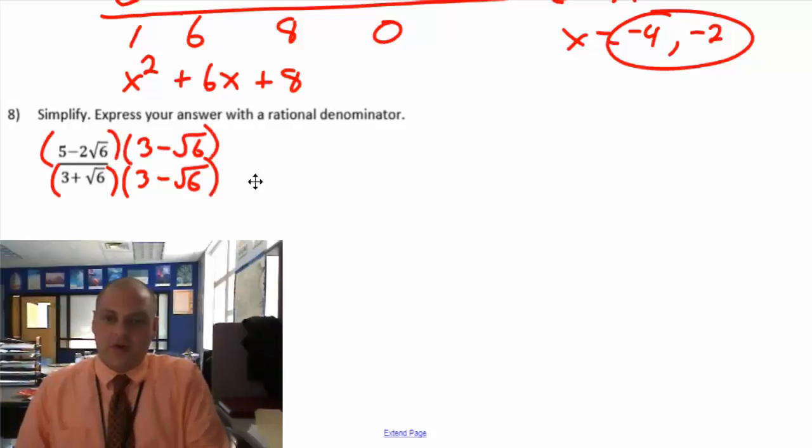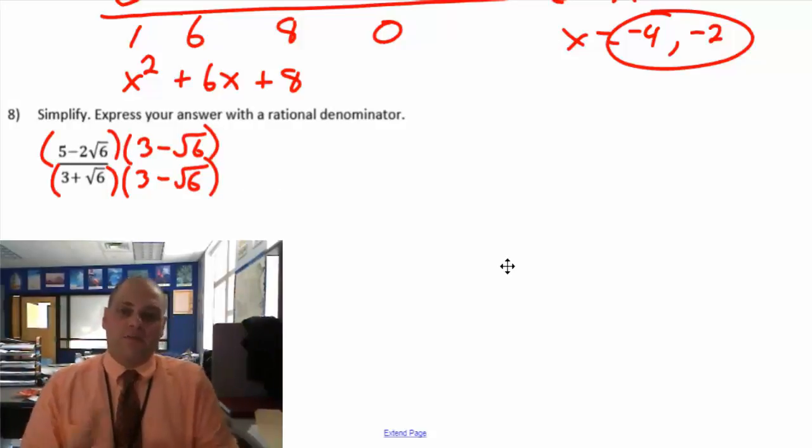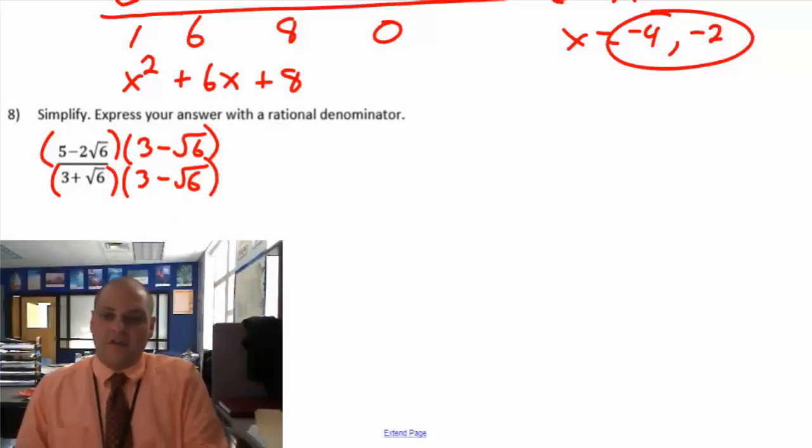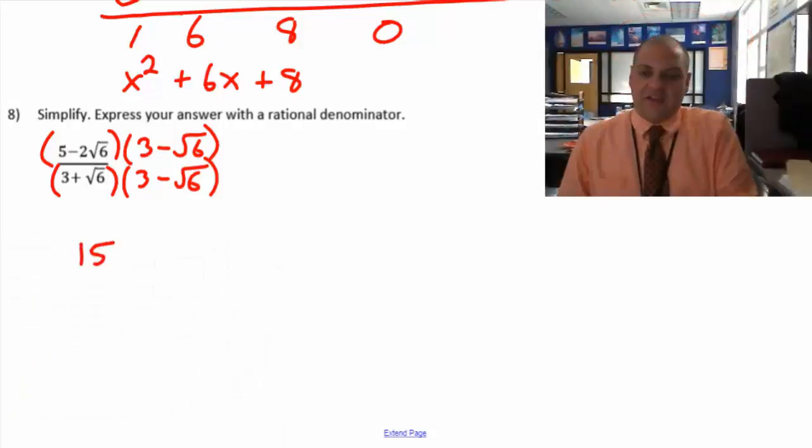All right, so you might want to set up two tables and do the tabular method twice. Otherwise, try to follow along. 5 times 3 is 15. 5 times negative radical 6 is negative 5 radical 6.